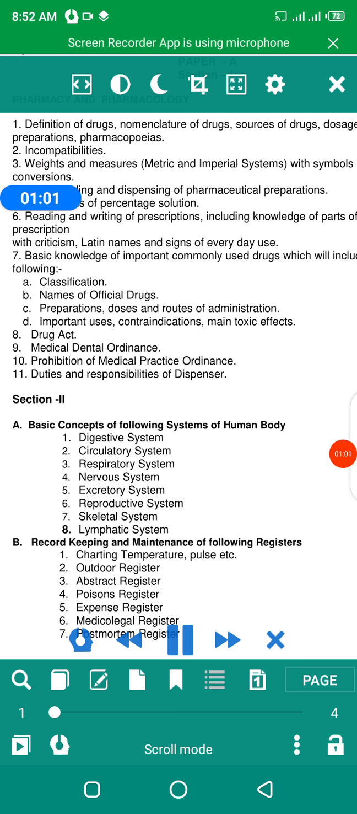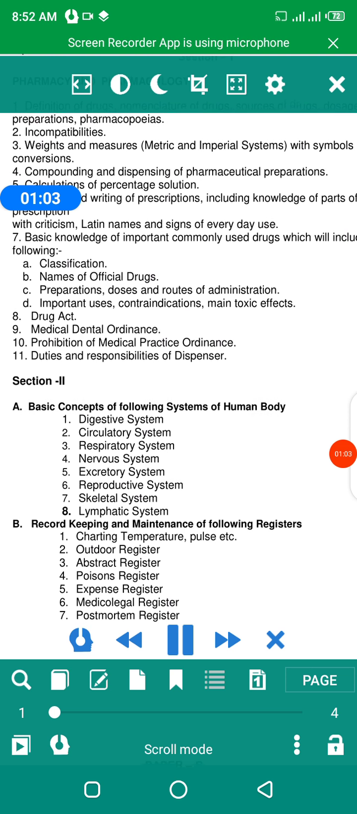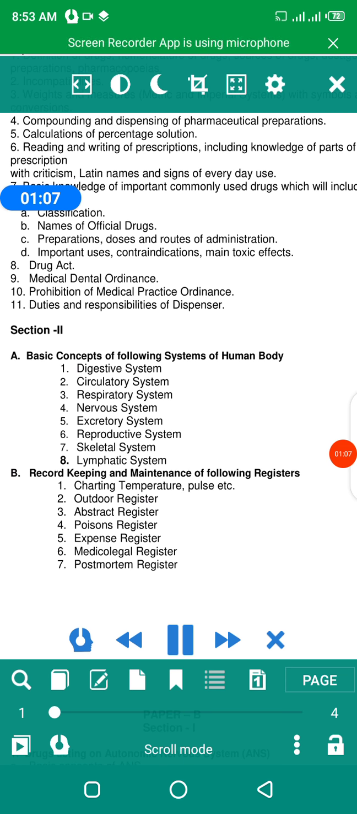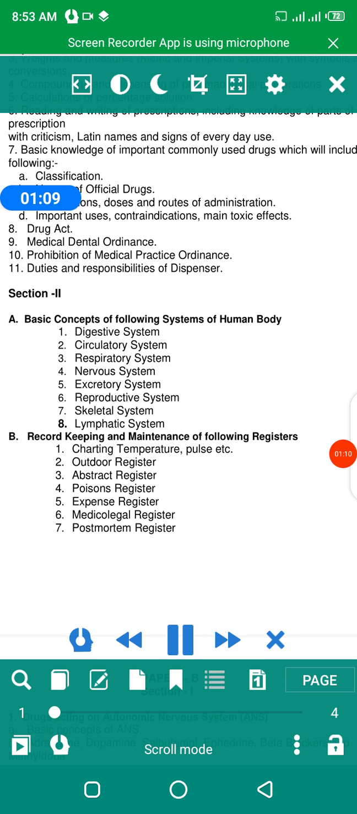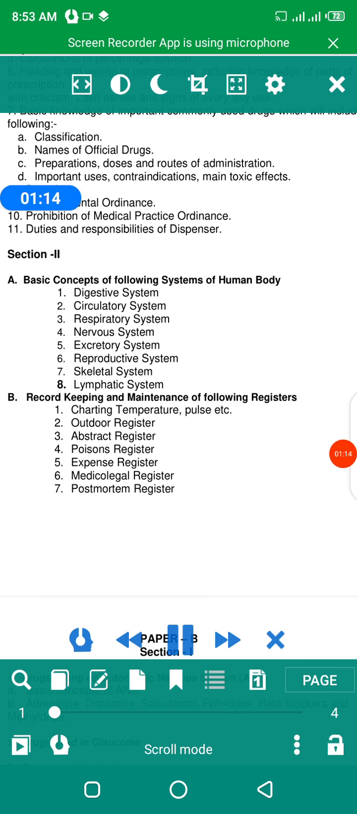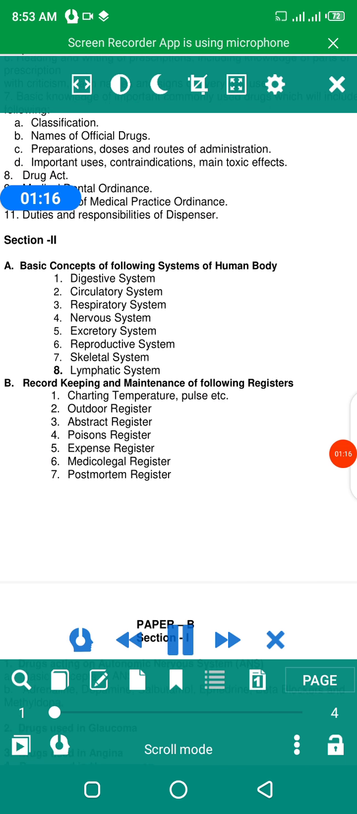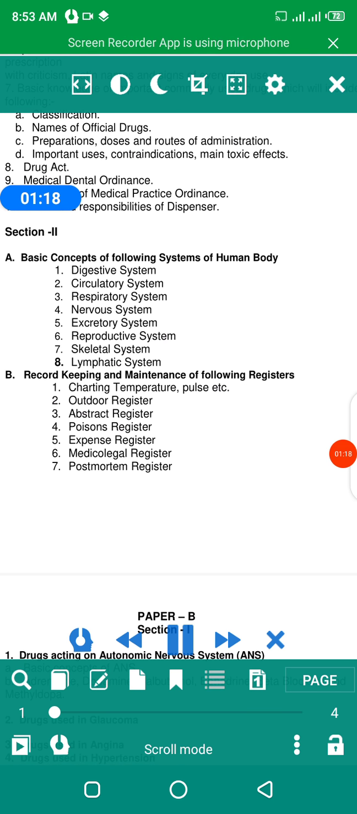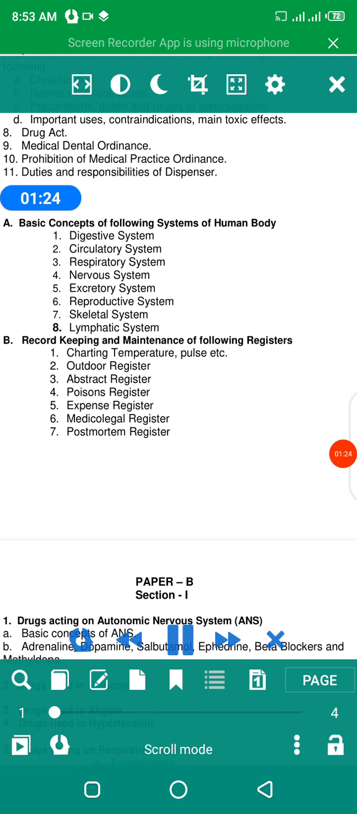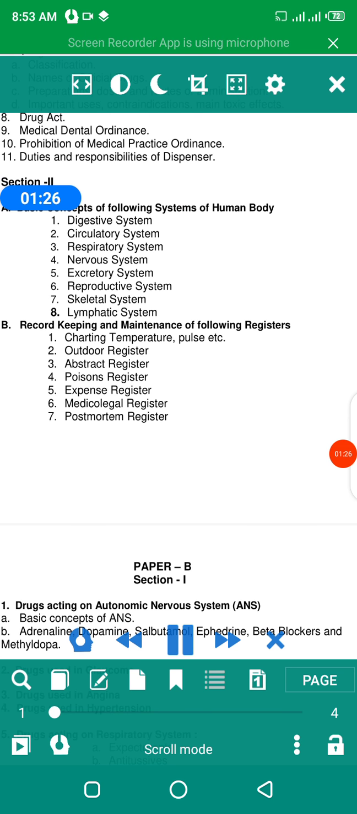8. Drug Act. 9. Medical Dental Ordinance. 10. Prohibition of Medical Practice Ordinance. 11. Duties and responsibilities of dispenser. Section 2A: Basic concepts of following systems of human body. 1. Digestive system. 2. Circulatory system. 3. Respiratory system. 4. Nervous system. 5. Excretory system. 6. Reproductive system. 7. Skeletal system. 8. Lymphatic system.